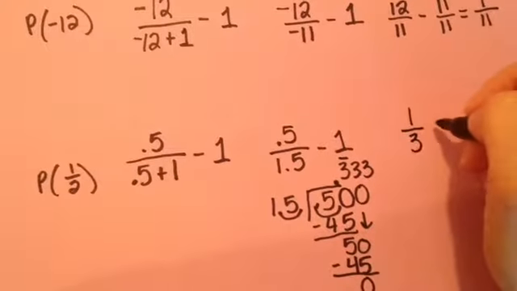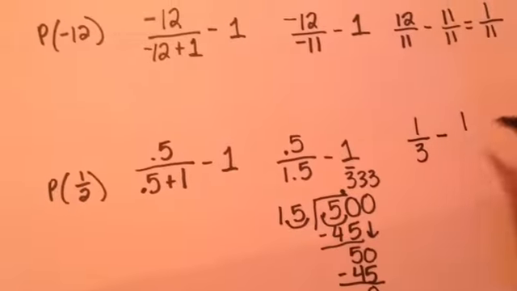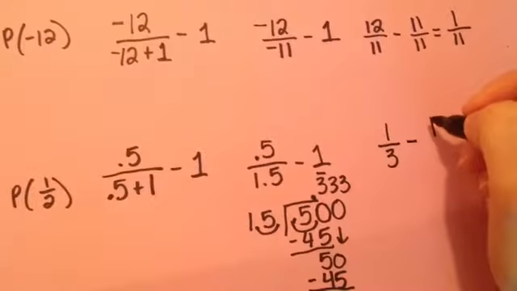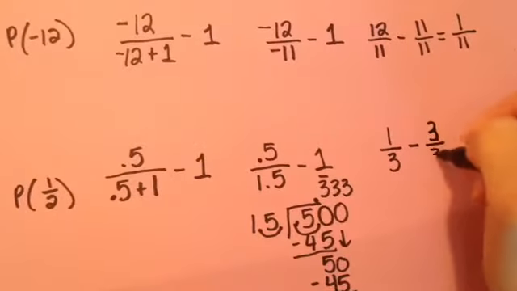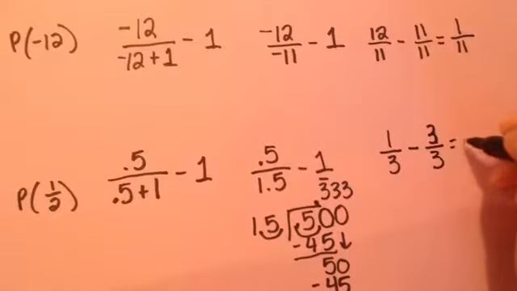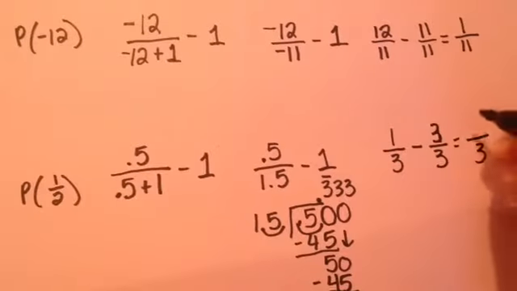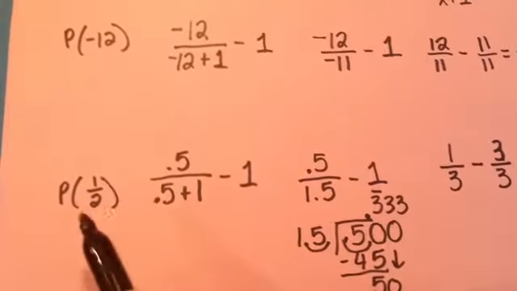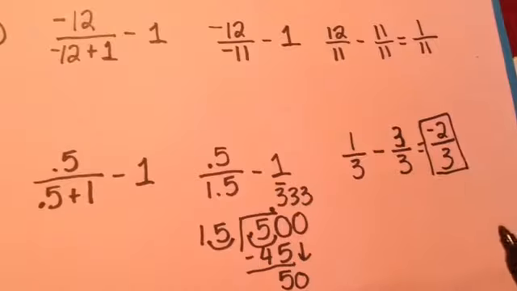So now I have 1/3 minus 1, and again I need common denominators, so I know that 1 is the same as 3/3, so I'm going to change that. Keep my denominator the same. 1 minus 3 is negative 2. So when x is 1/2, my answer is going to be negative 2/3.